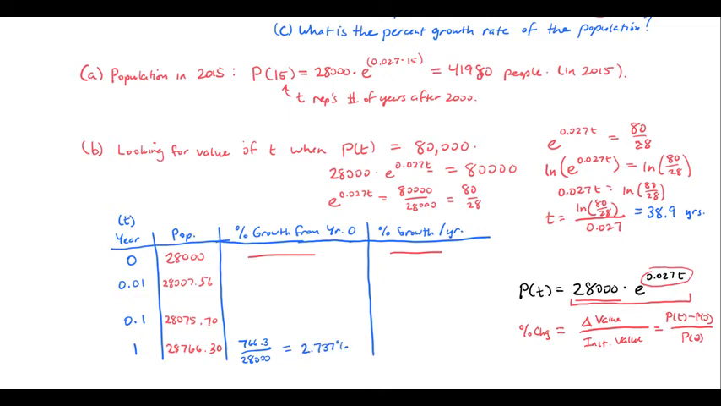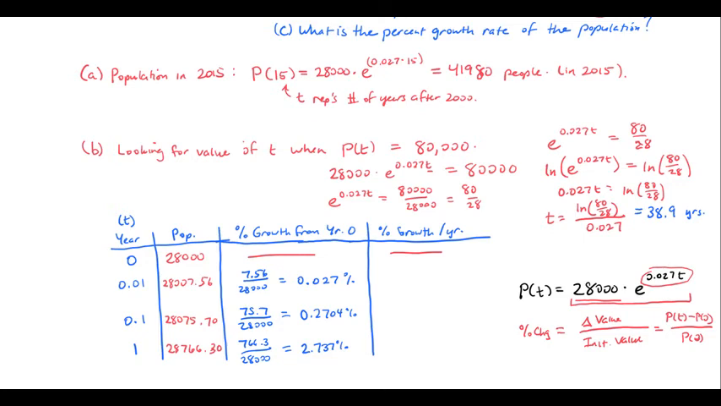Okay, now I'm going to redo this with this next value. At t equals 0.1, I got a change of 75.7 over 28,000. And that comes out to 0.2704%. All right, and finally, what about this 28007.56? So that's a change of 7.56 people, whatever that means, over 28,000. And that comes out to exactly 0.027% according to my calculator.